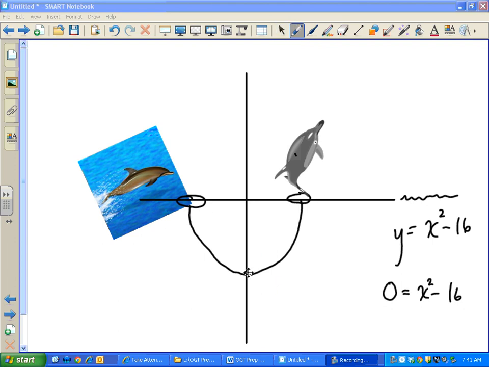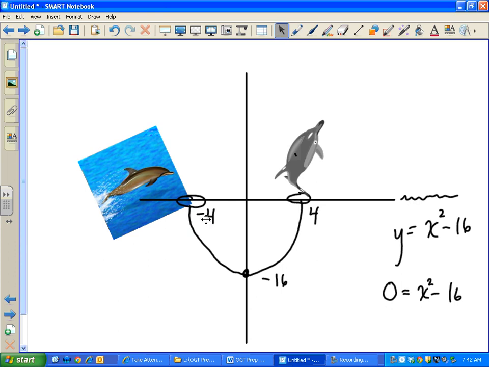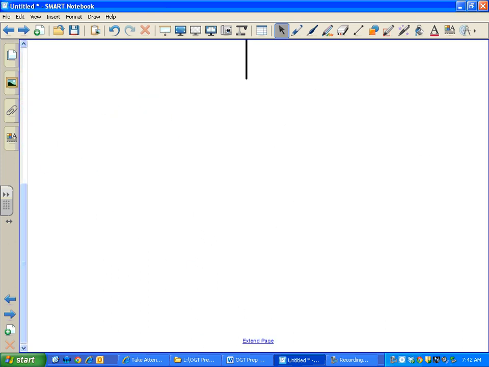We found yesterday when we graphed this that this point right here was negative 16, because it is the c value. And what I asked you to do was just sort of guess at where these points were. Where did we say these points were? 4 and negative 4. And why did we say the answer was 4 and negative 4? You can see it sort of, but why algebraically does x equal 4 and negative 4 fit this equation?